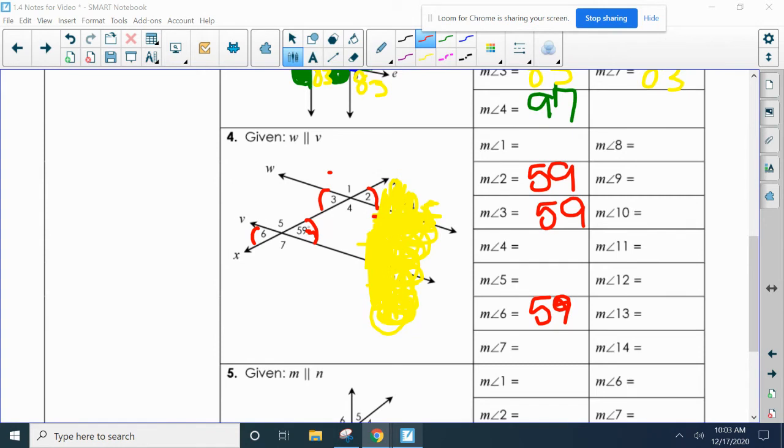I know that 2 and 1 form a straight line. So if I take 59 from 180, I get 121. So 121 and 59 equal 180, making 1 121. Come on, guys, we don't want to look at this. You're scaring my kids. All right. So 121. I know that 1 and 4 are vertical. So 121.